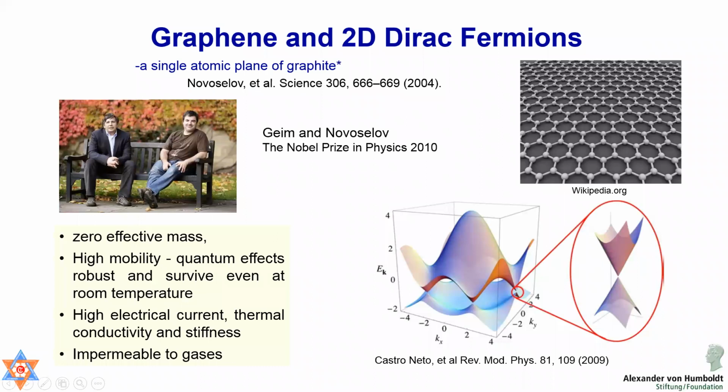And for this kind of material, what is the application? What most people pay attention to is that such materials have zero effective mass, effective mass only. So you need to think about this one. Zero effective mass, which gives rise to a very high mobility, and with high mobility, quantum effects are very, very robust.